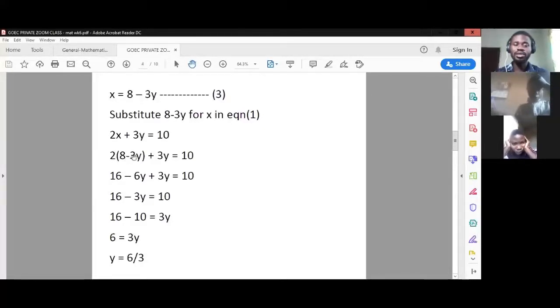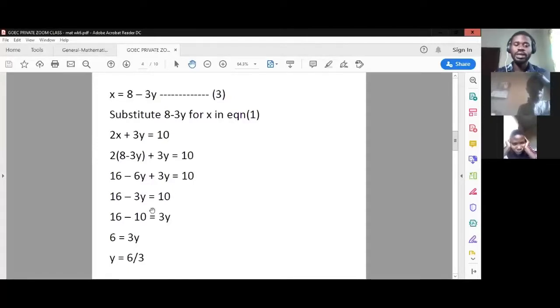2 times minus 3y will give us minus 6y. Then we have plus 3y equals to 10. So from here, what do we do? We collect like terms. 16 minus 6y plus 3y gives us minus 3y equals to 10.